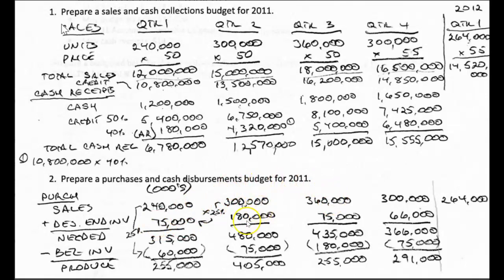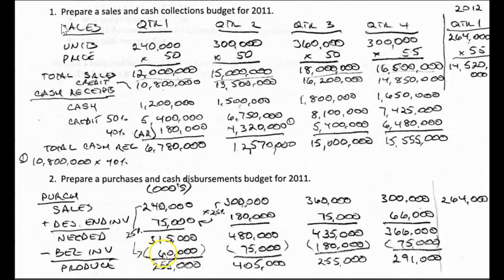25% of 360 is 180. Is it? Well, it looks like I just found a mistake here. The desired ending inventory here would be 25% of the 360. So that would be 90,000, not 180. But we can live with that, right? And then of the 300,000 would be 75,000. That one's right. So that's the total amount that we need minus our beginning inventory.